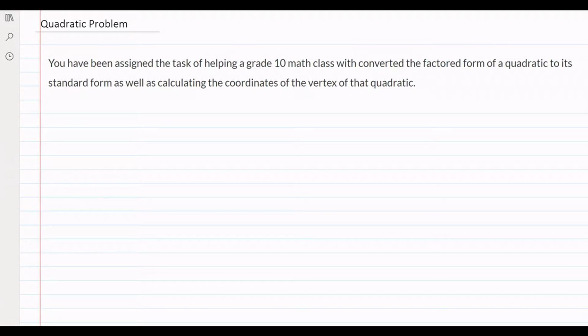Okay, so in this problem, we're going to look at how to use the input processing output model of problem solving to solve a quadratic math problem, right? In grade 10 math, you learn about quadratic functions, and you learn how to factor, and you learn about the different forms of the quadratic. There's the factored form, the vertex form, and then the standard form of the quadratic.